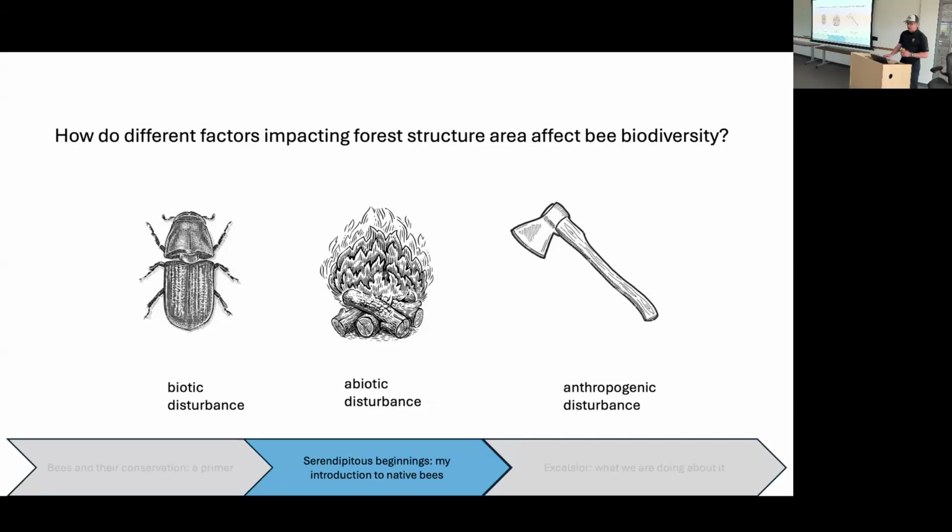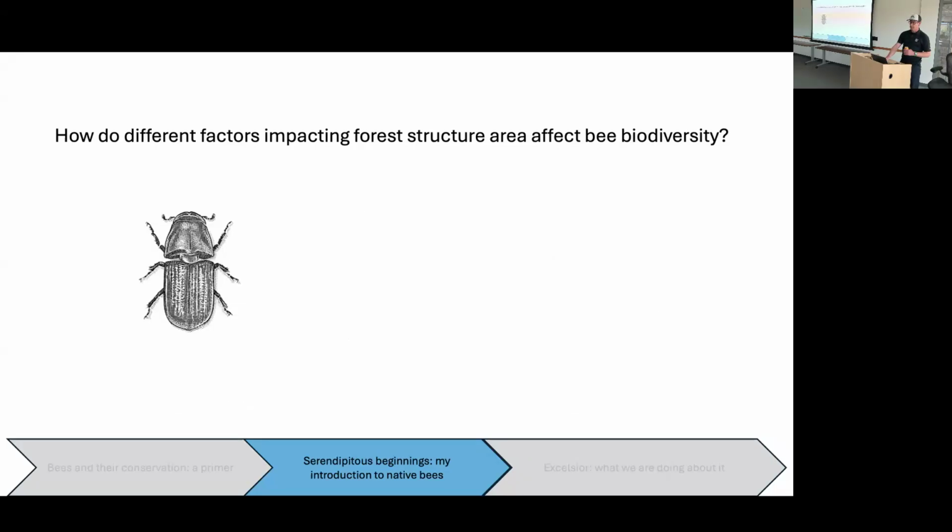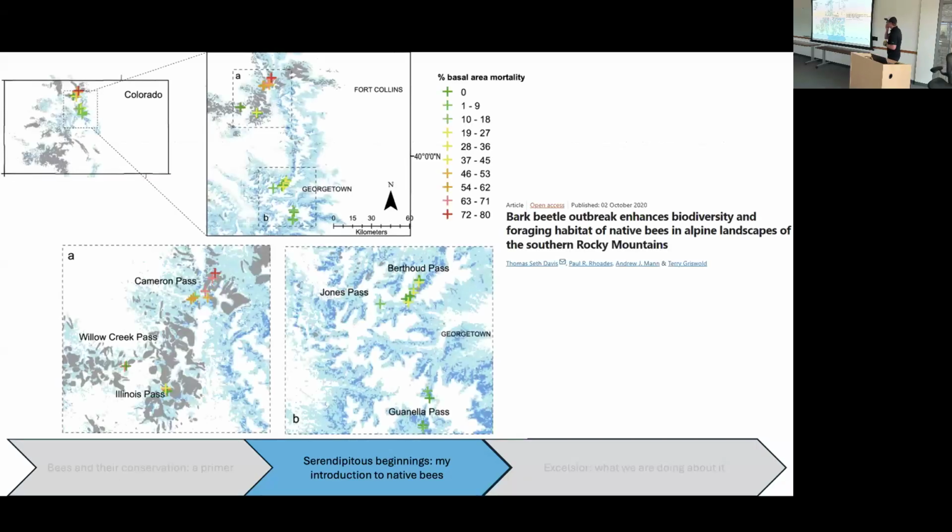And so I was thinking about all the ways in which these different factors can affect bee biodiversity through the reduction of basal area. I'll just start with my own study first. One of the things I did after that first investigation was go out to areas that had seen a lot of bark beetle outbreak. I was really focusing on spruce beetle, and I wanted to follow up in a similar alpine system.